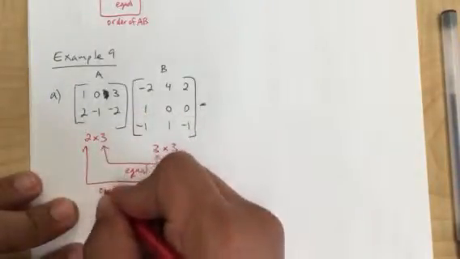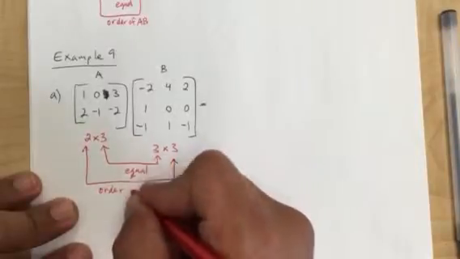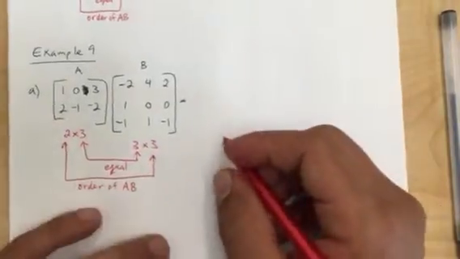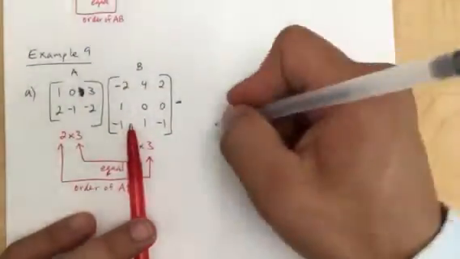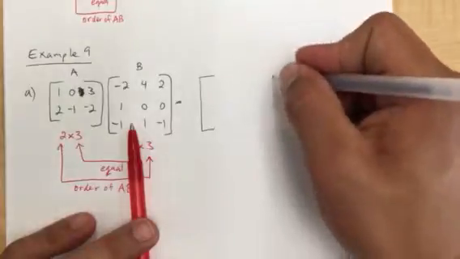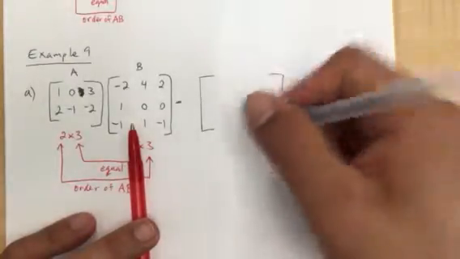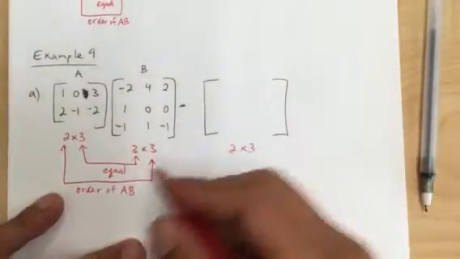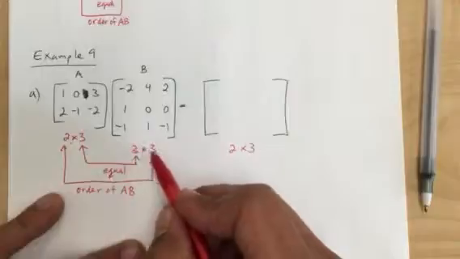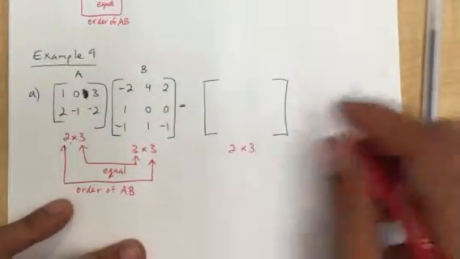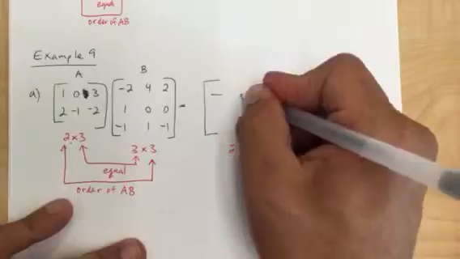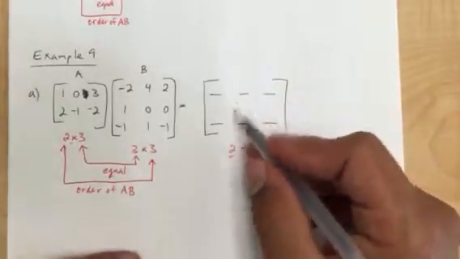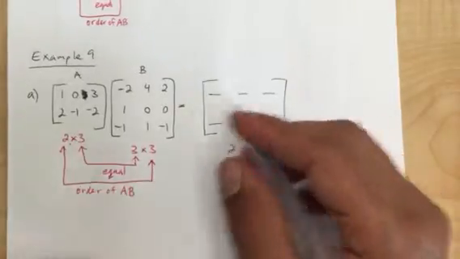And then if we also notice, the order of the resulting matrix is going to be a 2 by 3. So I can already say, okay, well, I know my resulting matrix is going to be a 2 by 3 because this number and this number right here tell me that. So I know that I'm going to have 2 rows and 3 columns. So I know what I'm going to be getting, okay? So I'm going to multiply these out now.